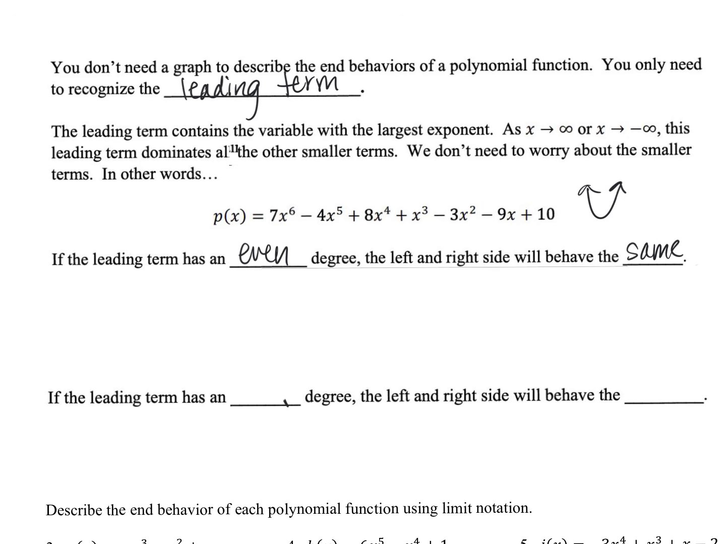You guys, if the leading term has an odd degree, our graphs could look like this or like that. What are those end behaviors doing? They're going to be different, but you already got a sweet treat. They're going to behave the opposite, I'm going to say.